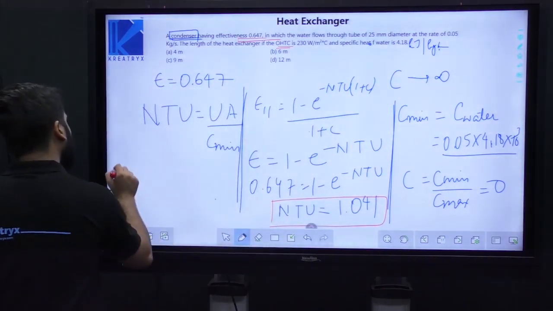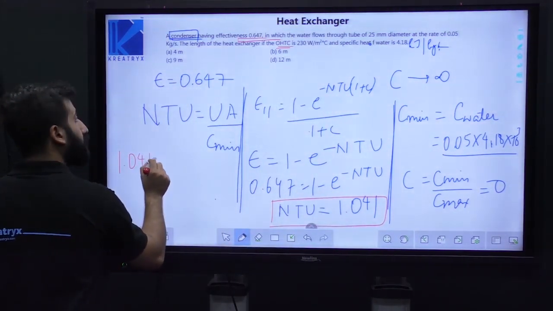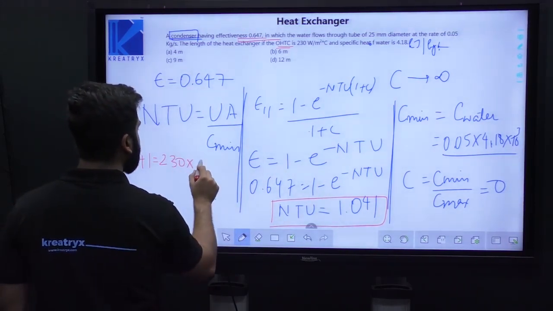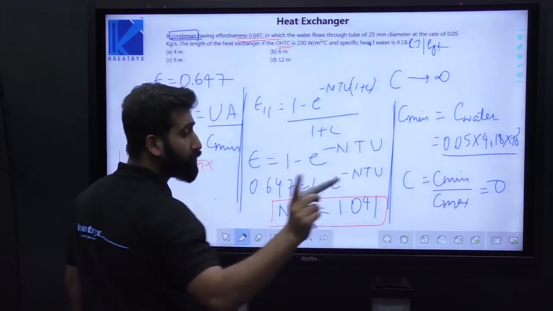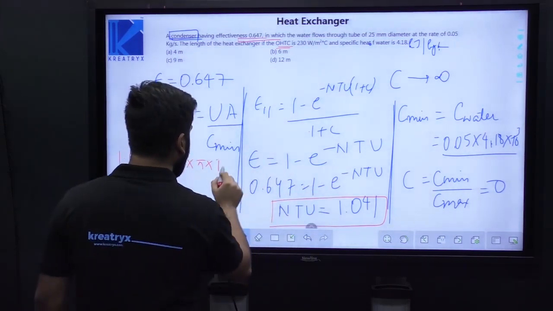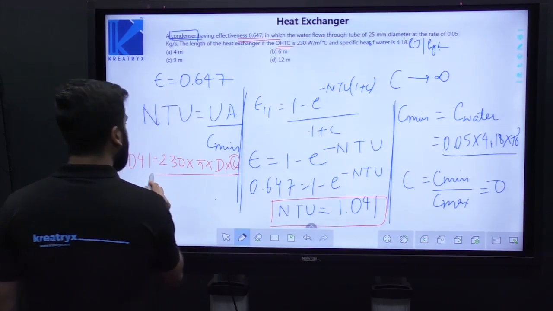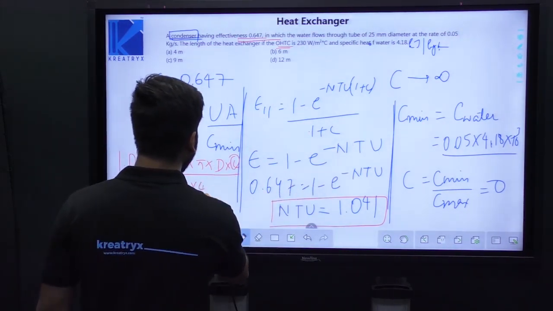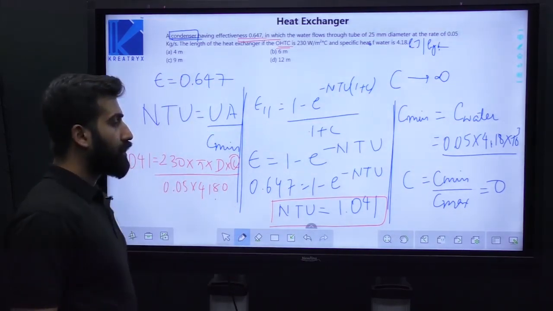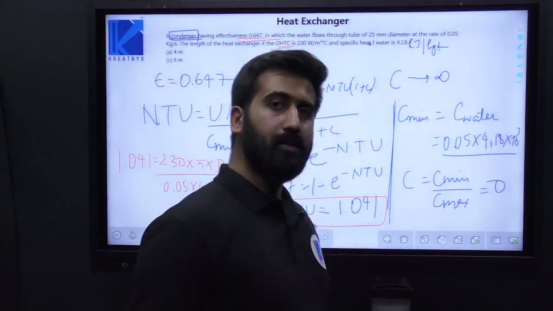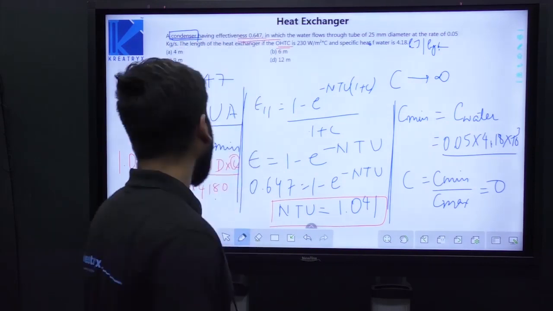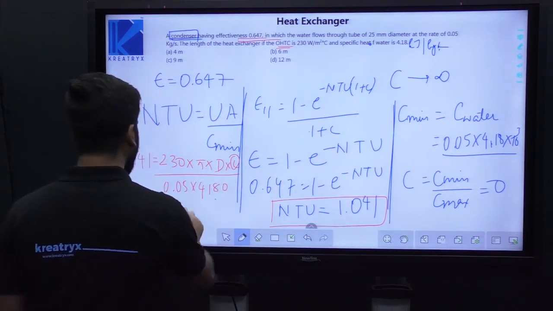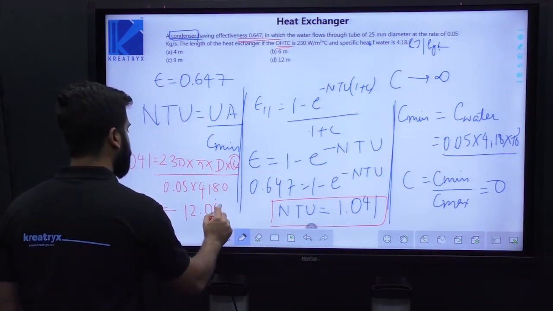Now you have NTU, 1.041. Overall heat transfer coefficient is 230 watt per meter square degree Celsius. Area is pi, put the value of D, that is 0.025 meter, DL upon C minimum. C minimum is 0.05 into 4180. Take care of the units. Please try to put all the values in SI units, it will be beneficial for you. So L comes out to be 12.04 meters. This is the final answer.